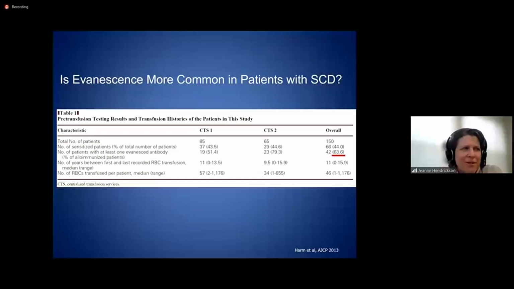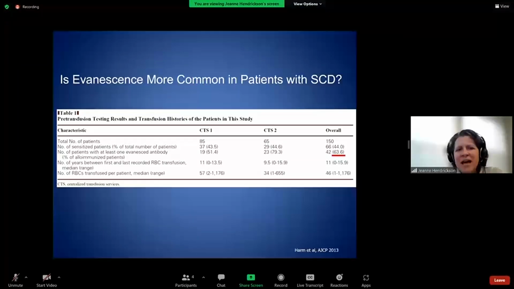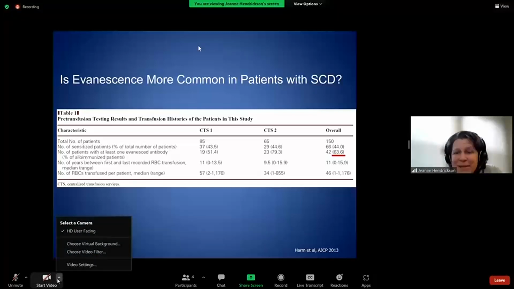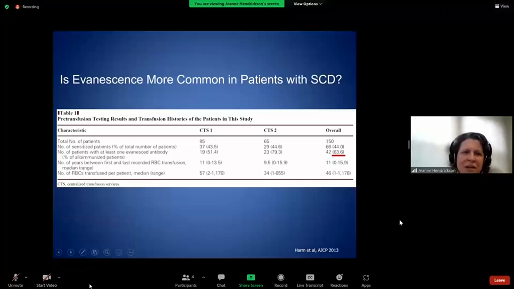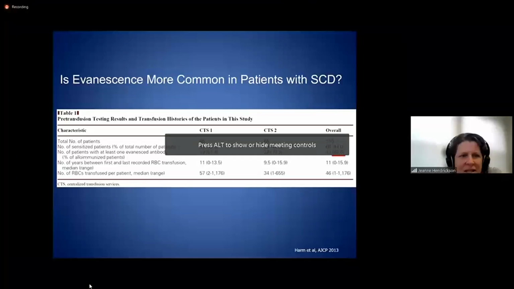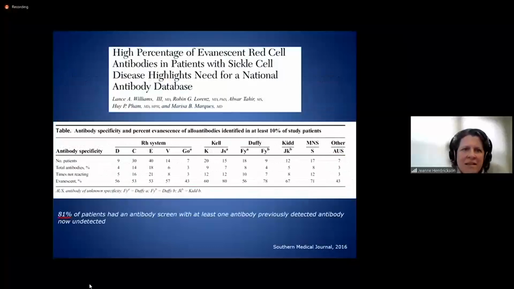This talk is somewhat centered towards people with sickle cell disease, but of course alloimmunization can occur in any patient population. It's possible that patients with sickle cell disease have higher rates of evanescence than patients without sickle cell disease, but it's also possible that we simply screen these patients more frequently. There are 2 publications over the past decade looking at evanescence rates in people with sickle cell disease. The first manuscript reports about a 64% evanescence rate. And the second manuscript by Williams et al. reports about an 81% evanescence rate. So certainly very common that these antibodies become undetectable.